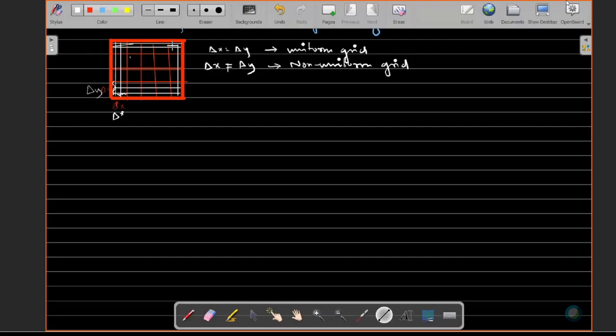Now you see delta x and delta y keep changing. Here delta x is small, here delta x is large, delta x has increased. Here both delta x are the same. Now here there are changes. Delta x will still keep on changing. It's not the same everywhere. Here delta y is small, here it is increasing. So everywhere it is not the same, it keeps changing. So delta x is not equal to delta y in all the domain.